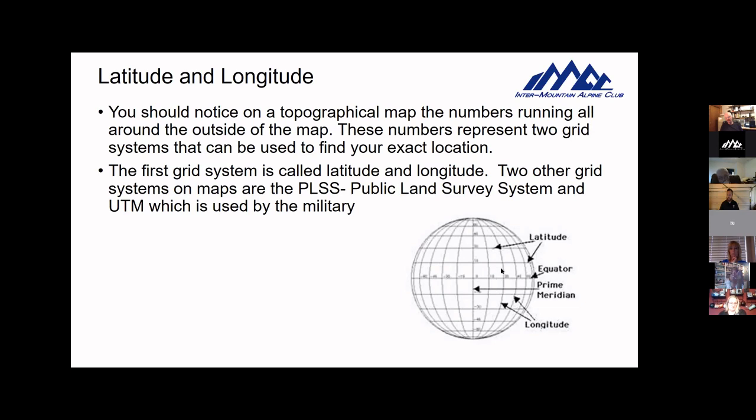This right here, my fingers are the prime meridian. It goes all the way around like this. So you'll only get 180 degrees longitude line. It'll either be west or east. Now latitude starts at 0 and it goes up to 90 north. Starts at 0 and goes to 90 south.